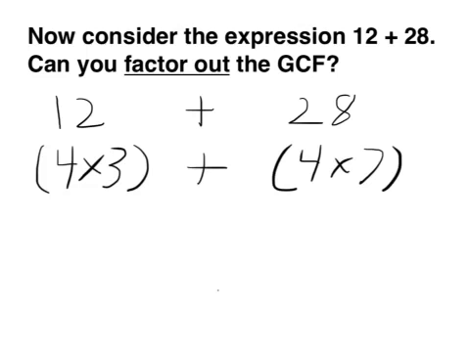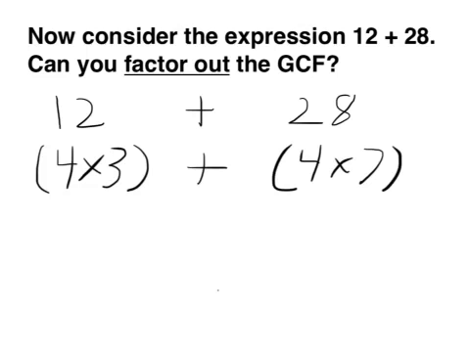12 plus 28, well, I still have 12 plus 28. The order of operations says I would do the parentheses first, so 4 times 3 would be 12, 4 times 7 would be 28, and then I'd be adding them. So this is another way of writing 12 plus 28. Now, this is saying 3 groups of 4, and this is saying 7 groups of 4. If I have 3 groups of 4 here and 7 groups of 4 here, and I'm adding them together, that will give me 10 groups of 4.